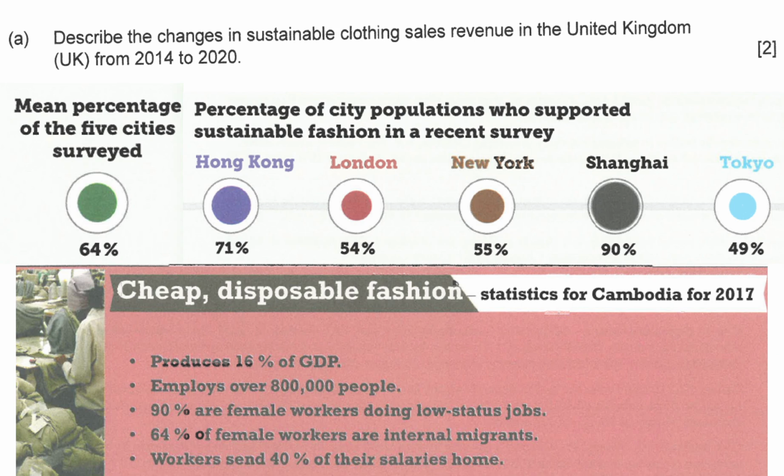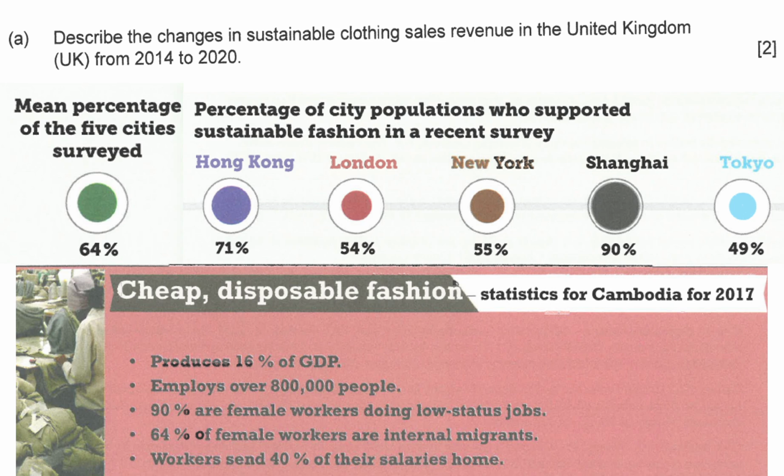So which one is the related one for this question A? Describe the change in sustainable clothing sales revenue in the United Kingdom. Pause and write it, 2 marks, okay? Welcome back. Although it's 2 marks, you need to scan through the data, which takes you some time, so write it more quickly, okay?